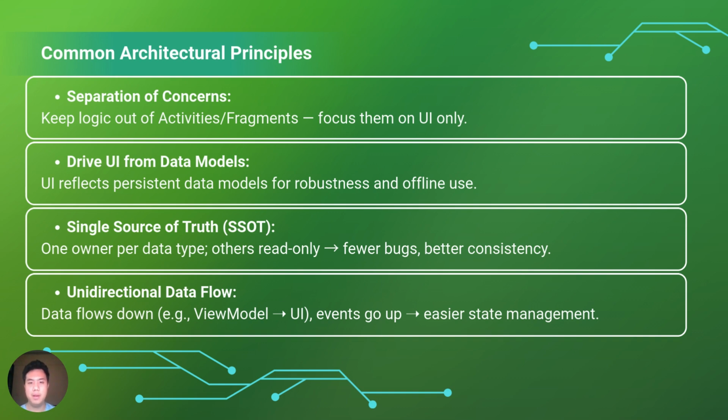And fourth, unidirectional data flow. Data flows downward, such as from model to UI. Events like user interaction flow upward to the single source of truth. This one-way flow ensures better state management and simpler debugging.